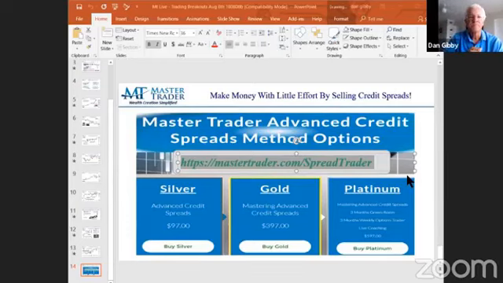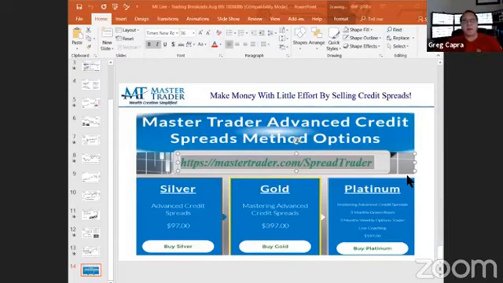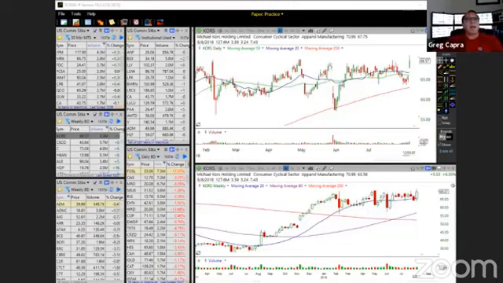Right. Okay, so let me bring up my page. I have some scans that look for breakouts and breakdowns and various other things, bases and what have you. So COHR today is in the breakout scan. And you can see it broke out.